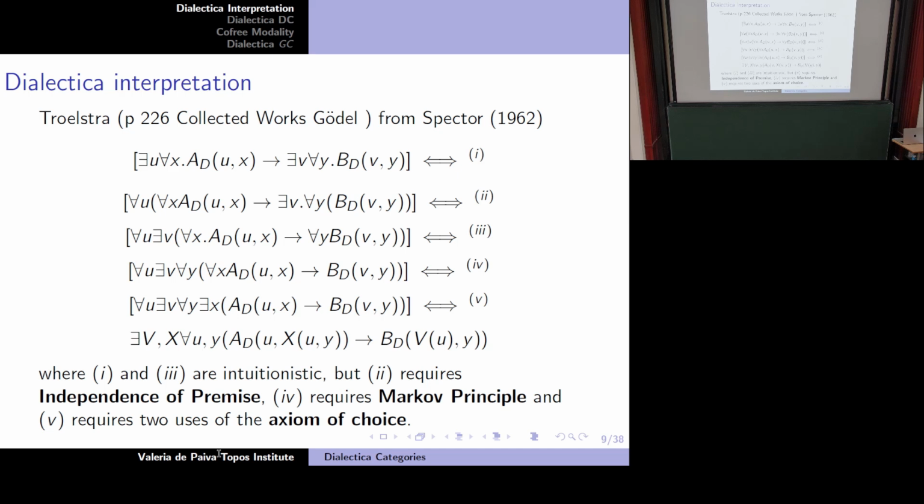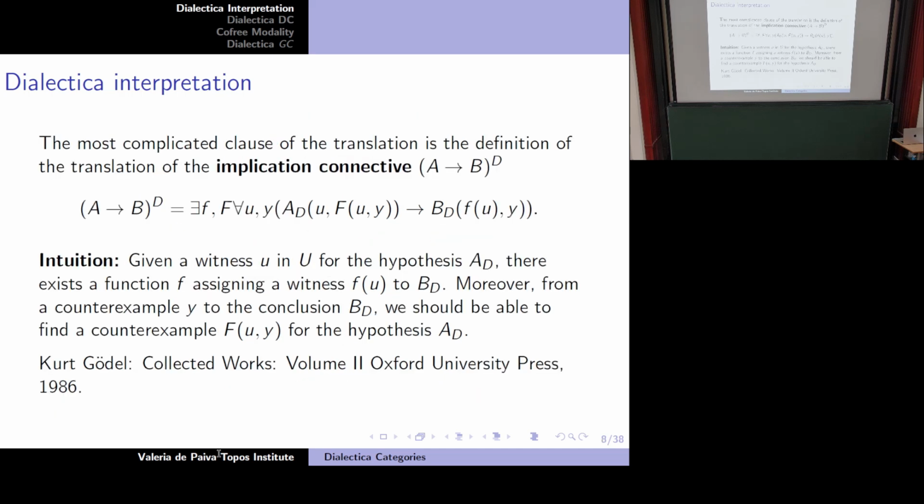So back to what I was saying, the most complicated clause of the translation is the definition of the implication connective. And what we will do is that we will try to think of this stuff purely categorically.